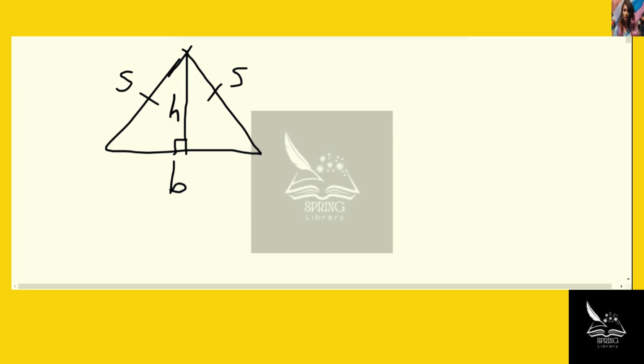Now we can express the height H in terms of S and B with the Pythagorean theorem. So the height H is equal to the square root of the hypotenuse S squared minus (B over 2) squared. Now the area of the whole triangle is half the base times the height. So this is 1/2 B times the square root of S squared minus B squared over 4.